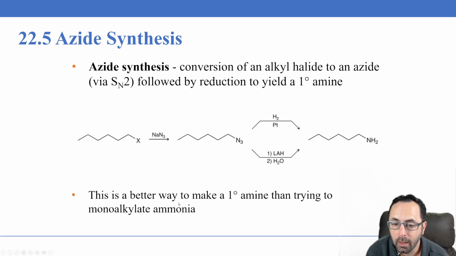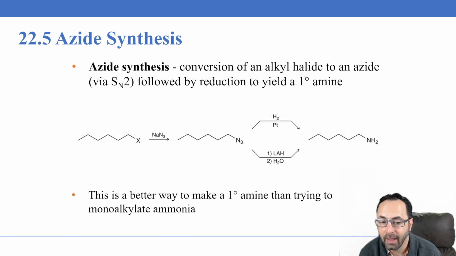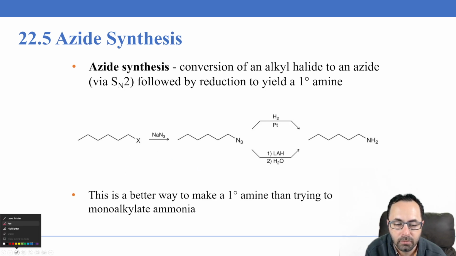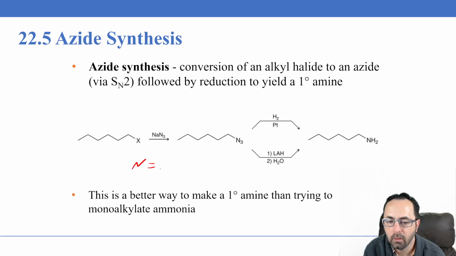We can also make amines via azide synthesis. And so azide here, this is going to be a nitrogen double bonded to a nitrogen, which is double bonded to another nitrogen. This has 2 lone pairs. This has 2 lone pairs. It overall has a -1 charge. So here the sodium ion is positive.